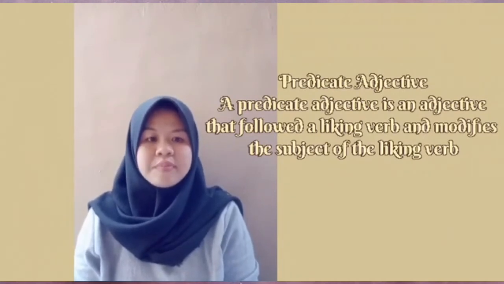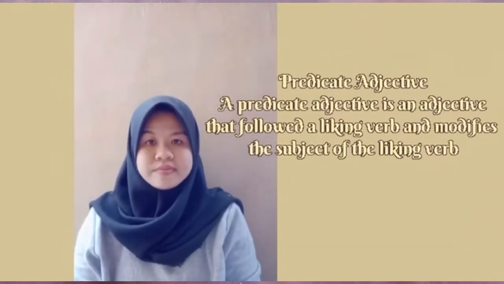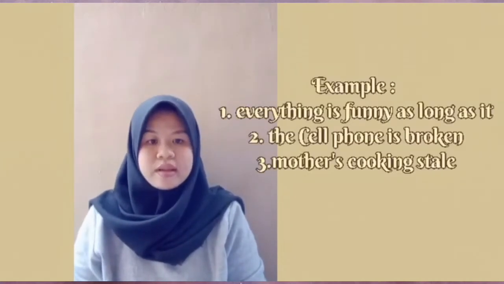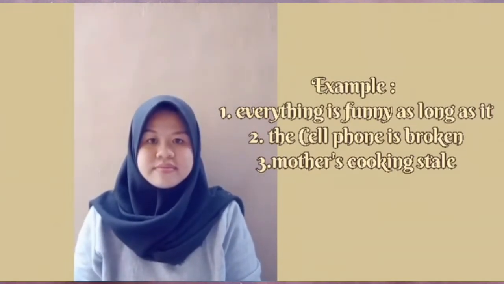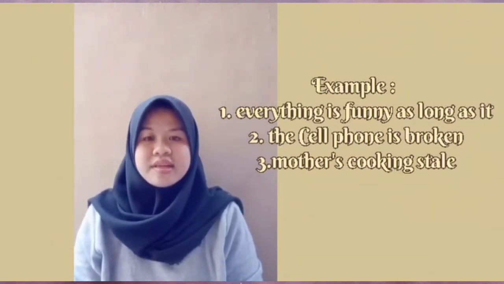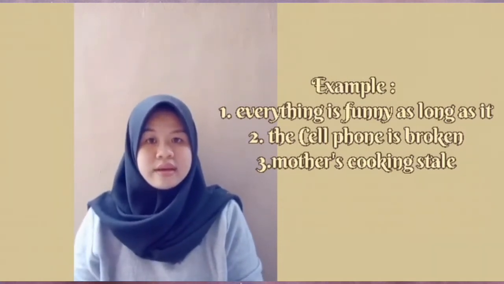Predicate adjective. A predicate adjective is an adjective that follows a linking verb and modifies the subject of the linking verb. Example 1. Everything is funny as long as it. 2. The cell phone is broken. 3. Mother is cooking style.